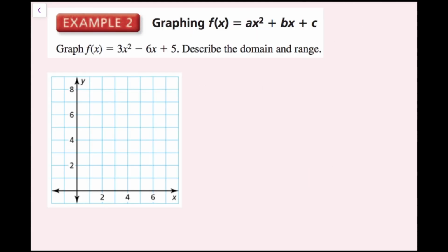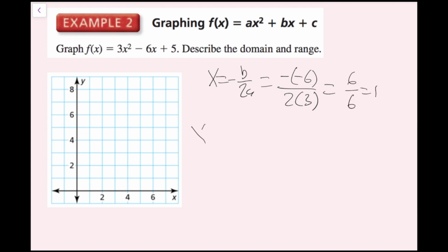For example 2, we're going to graph the function f of x equals 3x squared minus 6x plus 5, and then describe the domain and range. Whenever I am graphing a function, I want to make a table of values, but what I want in the middle of my table is the vertex, the xy pair. And remember, to find the vertex, I need to use x equals negative b over 2a. In this case, b is equal to negative 6, so this is going to be negative negative 6 over 2 times 3. So this gets 6 over 6, which is 1. So my vertex x value is 1.